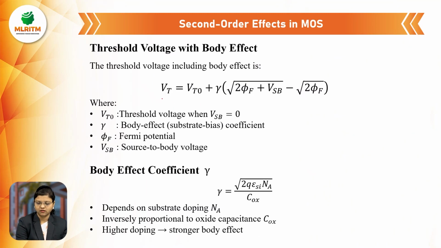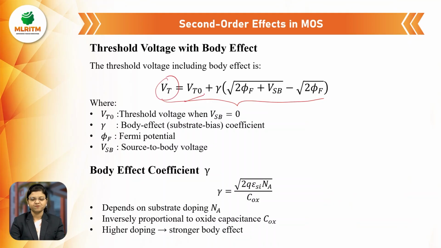If we include the body effect, there is a change in the threshold voltage equation. The threshold voltage will now be expressed with VT0, where VT0 is the threshold voltage when VSB equals 0, and the additional term is the complete body effect contribution to the threshold voltage VT.